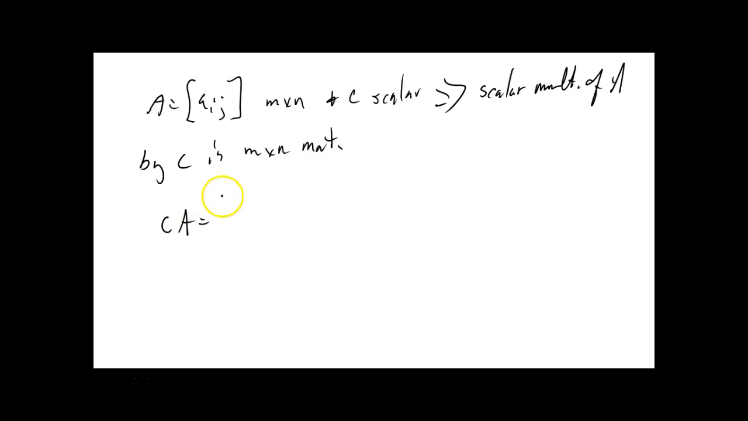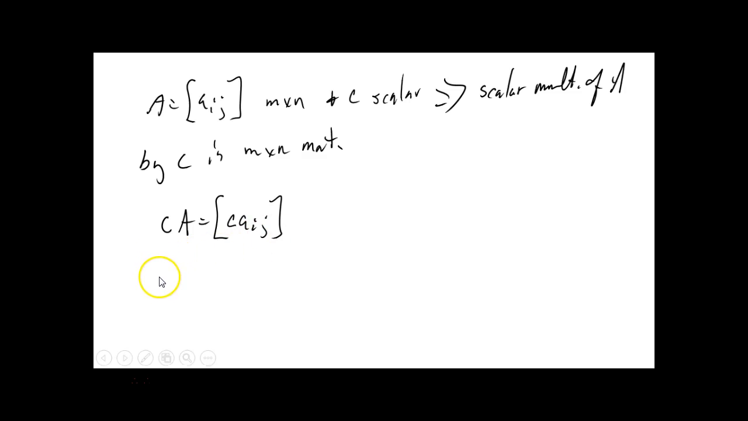It would be given by cA, and how would you express this? c times A_ij. Every element in A, every A_ij, for I from 1 to M and J from 1 to N, gets multiplied by that scalar c. Most of the time, scalars are given lowercase letters, and matrices are uppercase letters, so you'll know which is which.